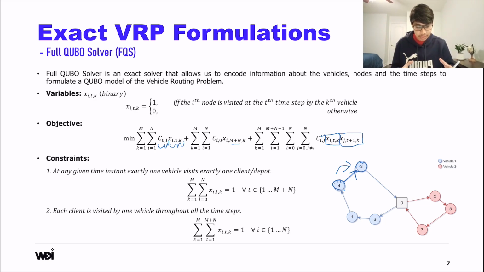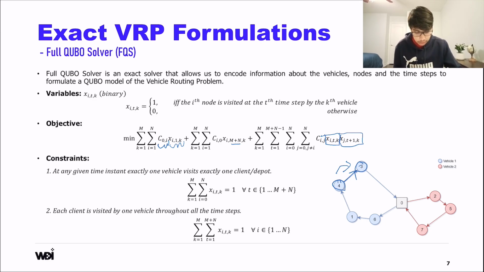I'm not going to explain these constraints too much in depth for the sake of time, but feel free to pause and look at these to make sure that these formulations as they've been written actually make sense. So the first constraint ensures that at any given time instant, exactly one vehicle visits exactly one client or the depot. The second constraint ensures that each client is visited by one vehicle throughout all the time steps.